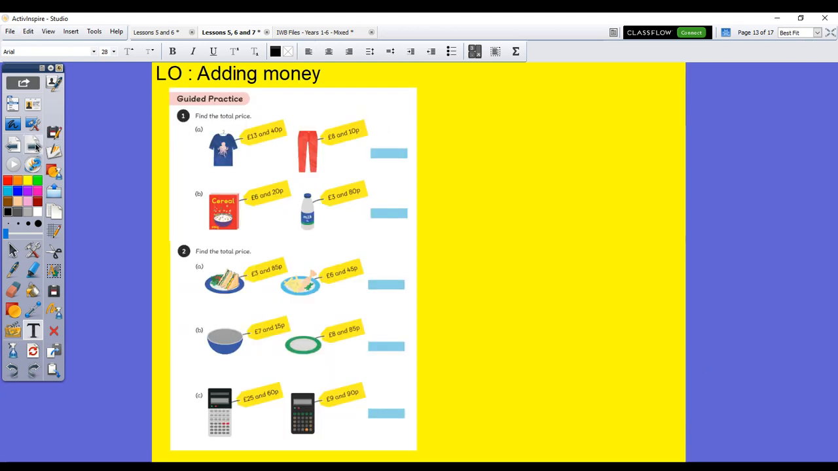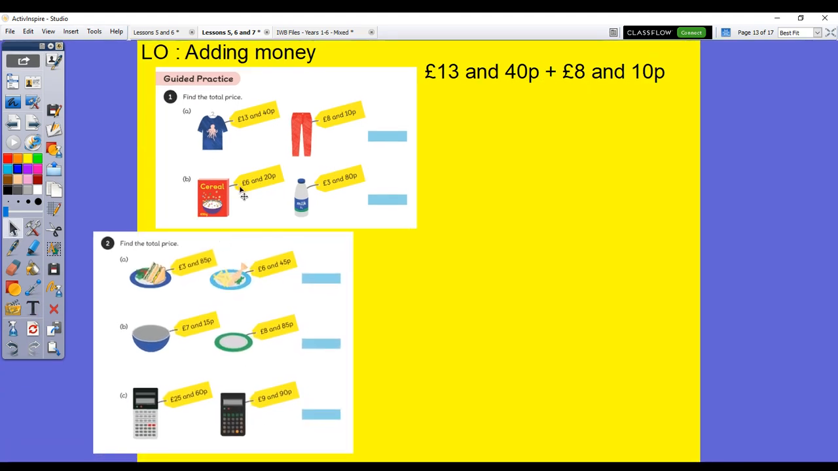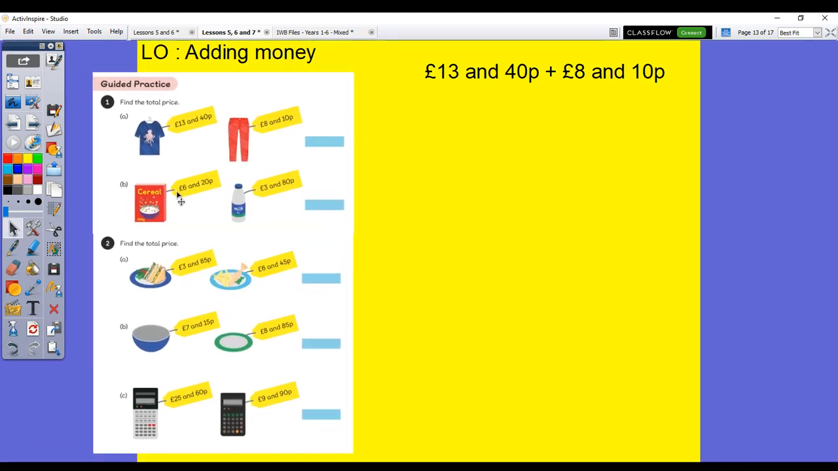So let's try with our guided practice. Okay, so it's always important to write the calculation out first. So £13 and 40 pence plus £8 and 10 pence. You might choose to do it another way. I'm showing you on a number line because I think it's really clear to see with the number bonds. You don't have to do it on a number line if you don't want to. It's your choice of how you're going to do it. Okay? I don't want you to use column though because we've got whole tens here.